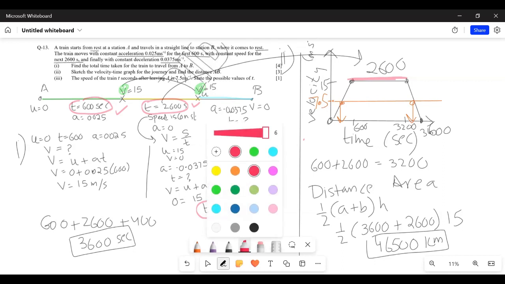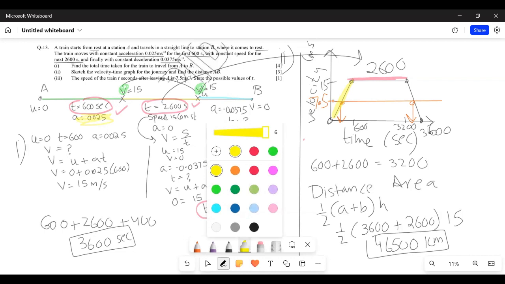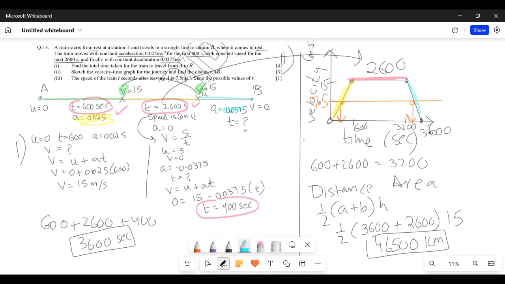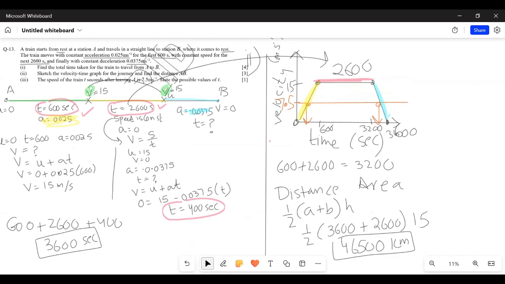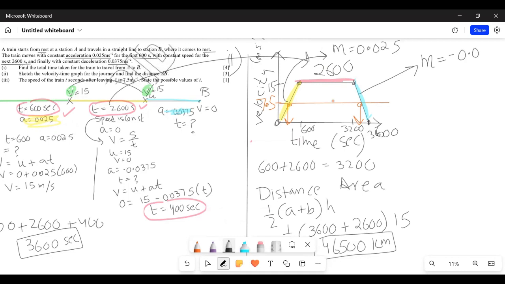We also know from the data that the acceleration for this part of the journey is 0.025, and the deceleration for this part of the journey is negative 0.0375. So we already know the slopes of these lines. Let's use that. The slope is the acceleration in the velocity time graph. So the acceleration or gradient here is 0.025 and the deceleration or gradient here is negative 0.0375.